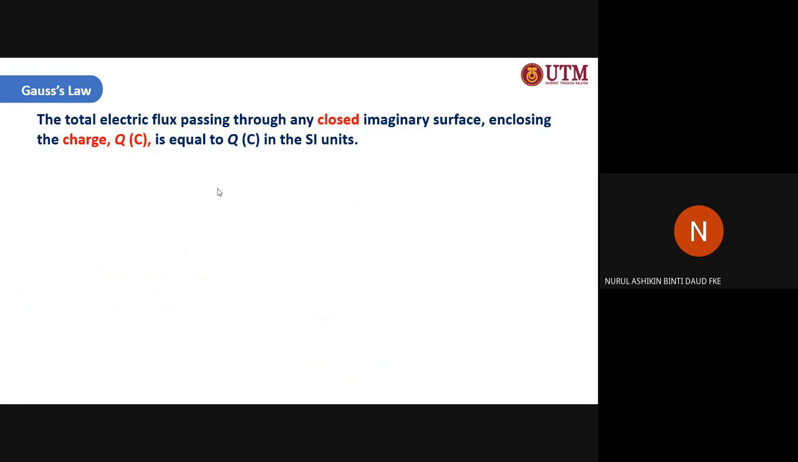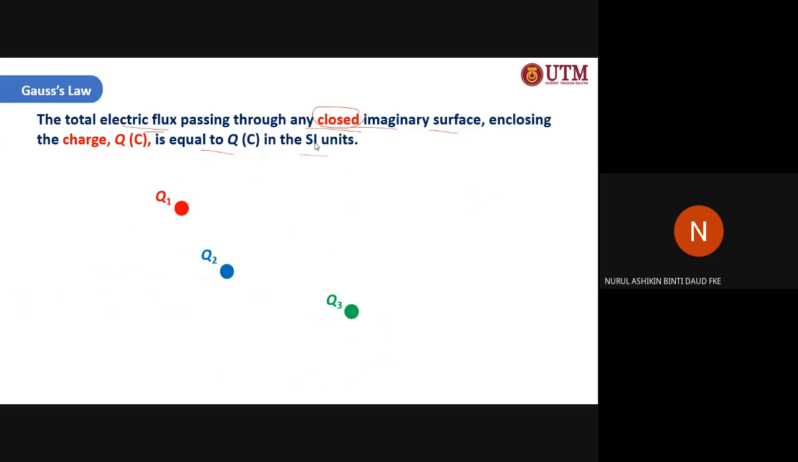So now let's look into detail what is Gauss law. Gauss law is defined by the total electric flux, which is the line, passing through any closed imaginary surface enclosing the charge Q, is equal to Q in the SI unit. So what does that mean? Let's visualize it. By reading the sentence, I think it's quite complicated to understand.